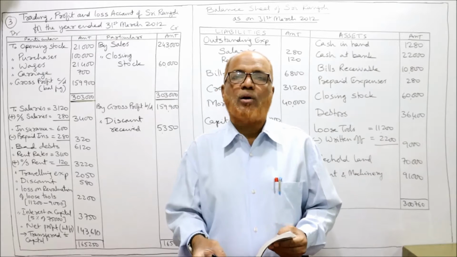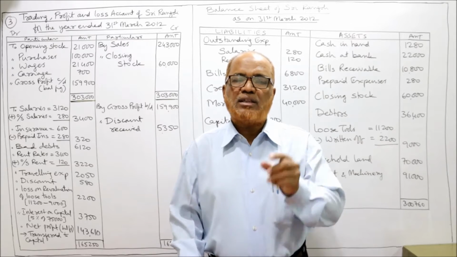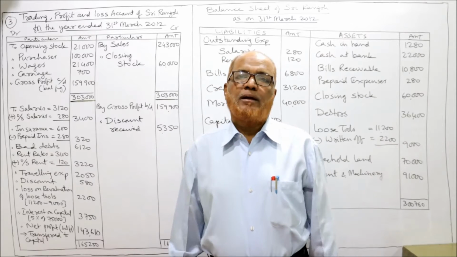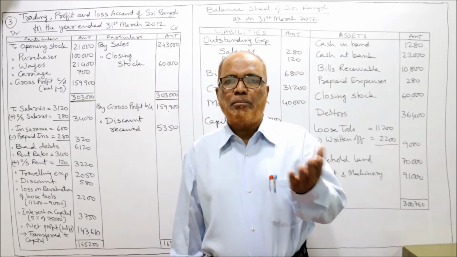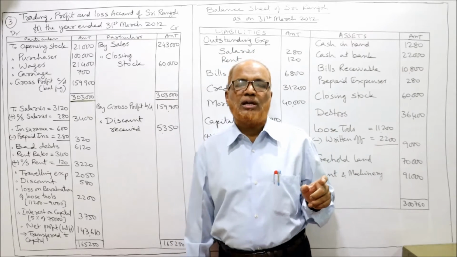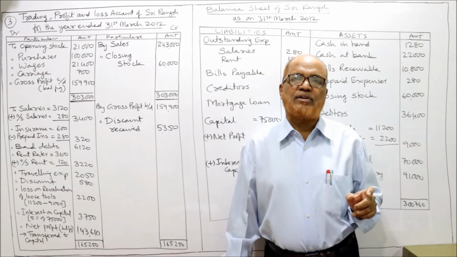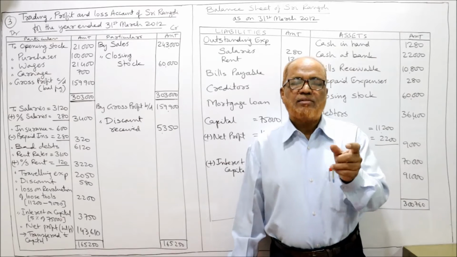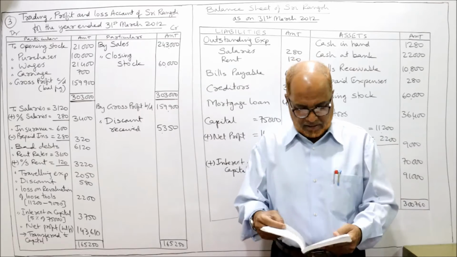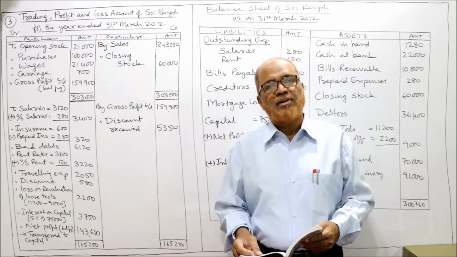Then discount. Now discount is given on the debit side, so it is nothing but discount allowed. Discount may be given on the debit side, may be given on the credit side. If it is given on the debit side, it is discount allowed. It will be taken on the debit side of the profit and loss account. If it is given on the credit side, it is discount received. It will be taken on the credit side of the P&L. So the debit side I have explained to you.